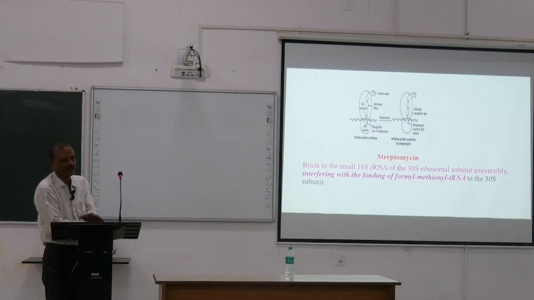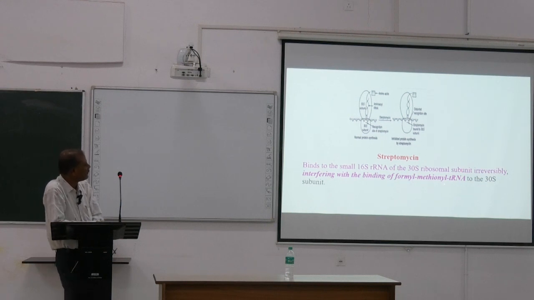One is a cidal effect, one is a static effect, and it interferes with the binding of the formyl methionine tRNA to the ribosomal subunit. It is a quite old drug, but still being used as second-line therapy, basically, not in the first line. It is given in the injectable form. Oral anti-tubercular drugs are nowadays available.